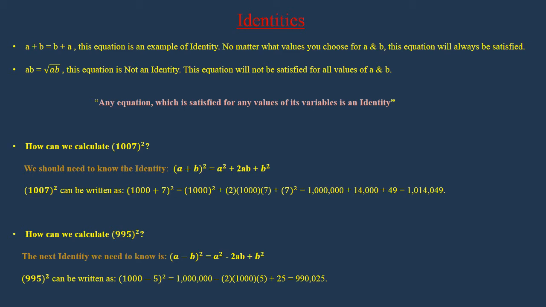Similarly, we can calculate 995 whole square by using the identity a minus b the whole square is equal to a square minus 2ab plus b square. Now 995 whole square can be written as 1000 minus 5 the whole square, which is equal to 1,000,000, which is 1 million, minus 2 into 1000 into 5 plus 25, which is equal to 990,025. And you can cross check it with the help of a calculator.